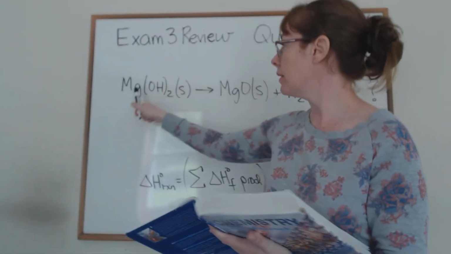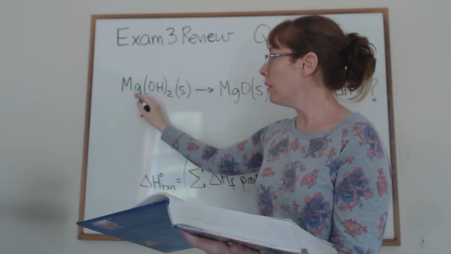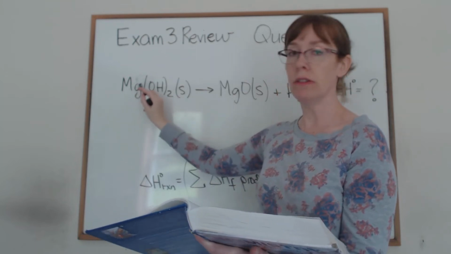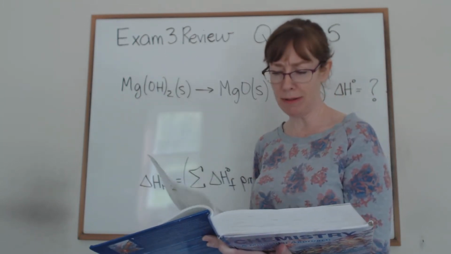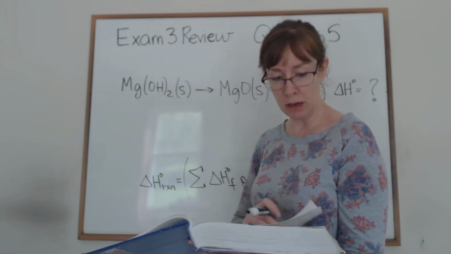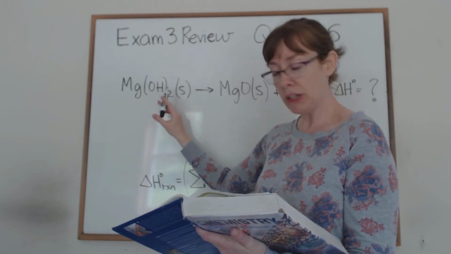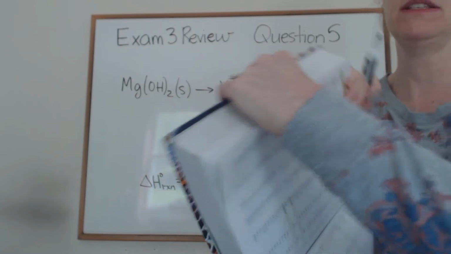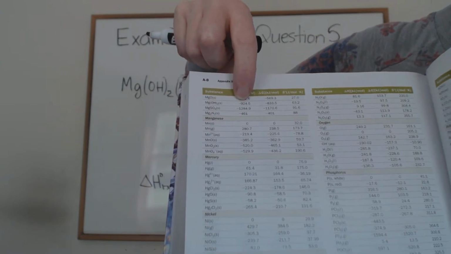So let's start with this one. You have to find this compound underneath the appropriate element. So usually it's under the most unusual element. So magnesium. Look under magnesium, and you should be able to find Mg(OH)2 solid. Now make sure you grab the correct phase. The appendix looks like this. And I can see Mg(OH)2 solid, magnesium hydroxide. The delta H of formation is negative 924.5.